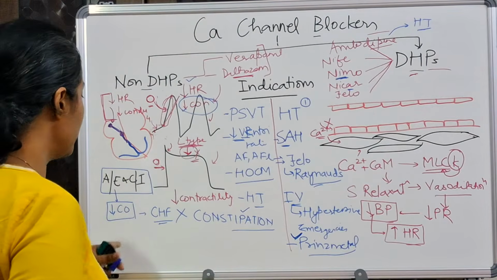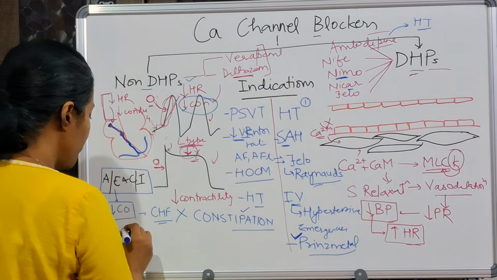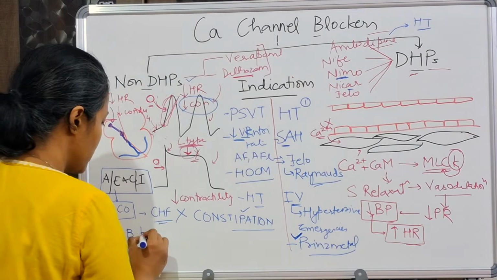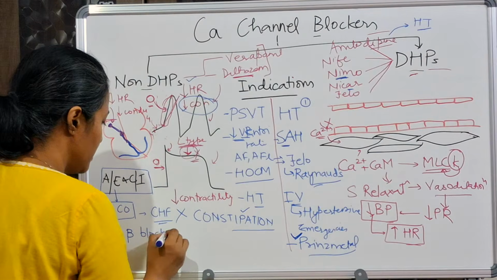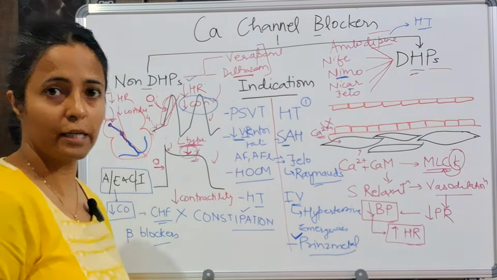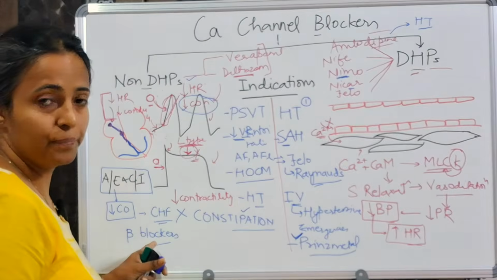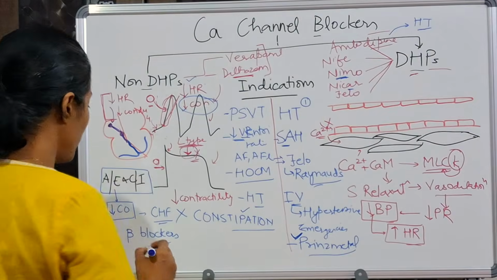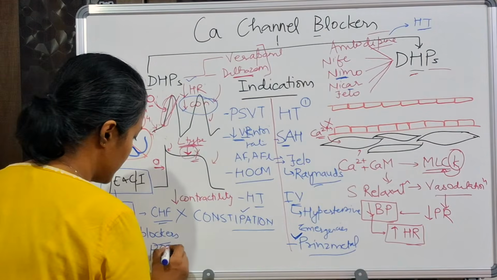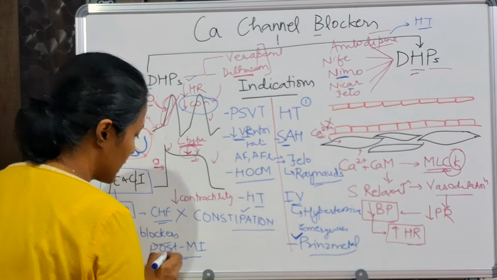Then contraindications: these drugs, non-DHPs, should not be used with beta blockers. Why? Because beta blockers also decrease heart rate, they also decrease the conductivity, so they are not used along with beta blockers. Then they are also not used post-MI. Post-MI they should not be used because they increase the mortality.